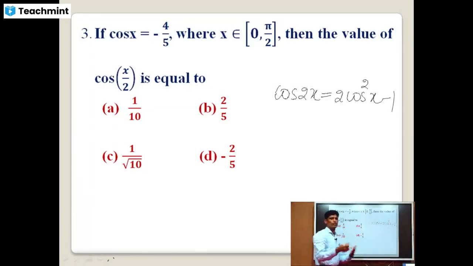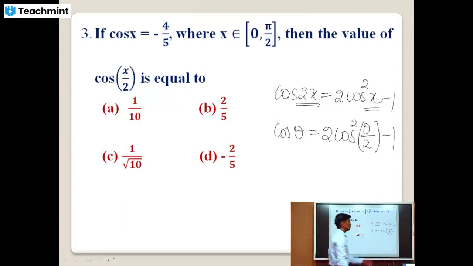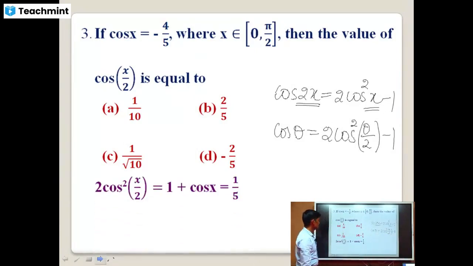Also, we know that it is equal to 1 minus 2 sin square x, and cos square x minus sin square x. Now, in order to find cos x by 2, whenever we have 2x here, the angle will be x, half of this angle. Therefore, whenever we have cos theta, it can be written as 2 cos square theta by 2 minus 1. Therefore, 2 cos square theta by 2 is equal to 1 plus cos theta. By making use of it, we can get cos x by 2. So, 2 cos square x by 2 is equal to 1 plus cos x.